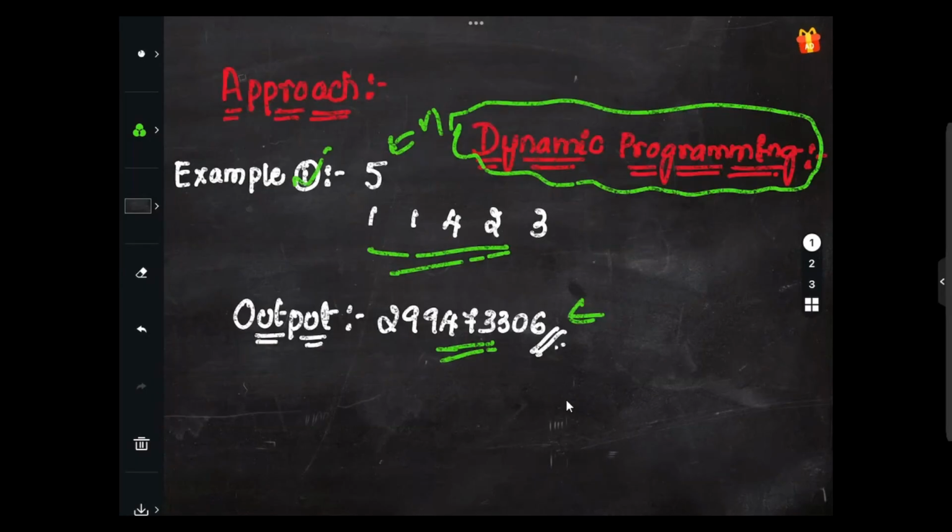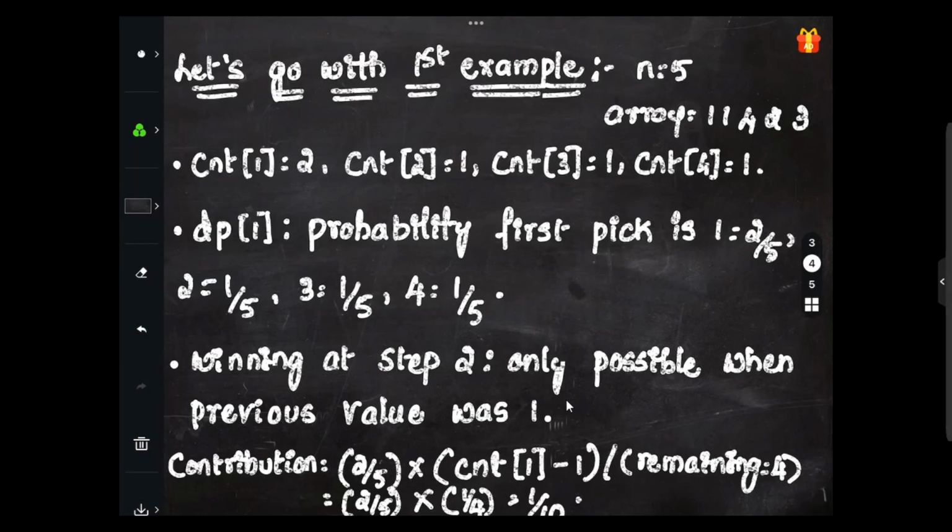So n equals 5 we have, and the array is 1 1 4 2 3. This is fine. Now count of 1 is 2, count of 2 is 1, count of 3 is also 1, and count of 4 is also 1. We know this, right? So this is fine. Now let's go with the probability.